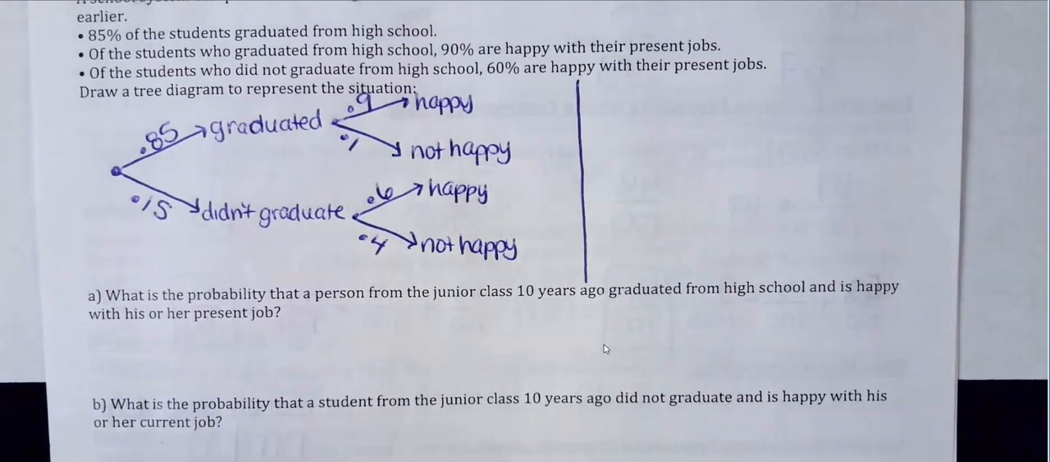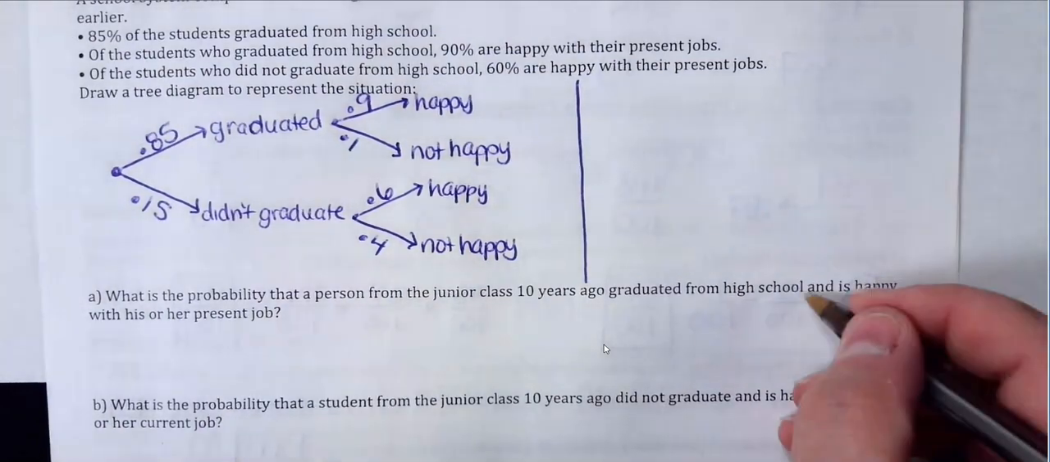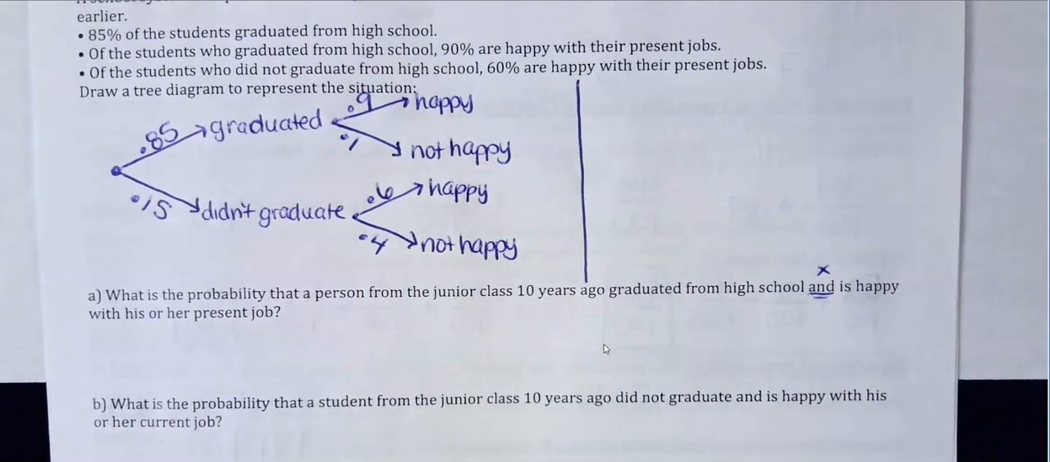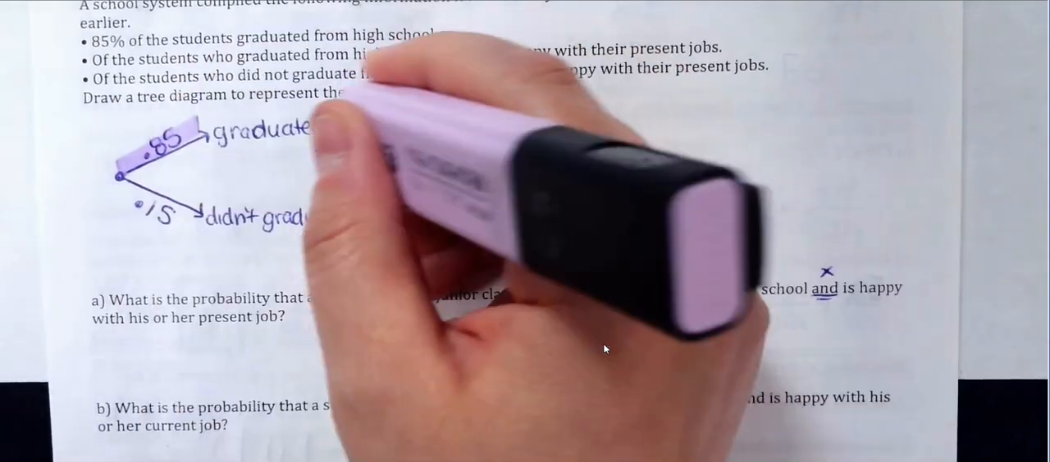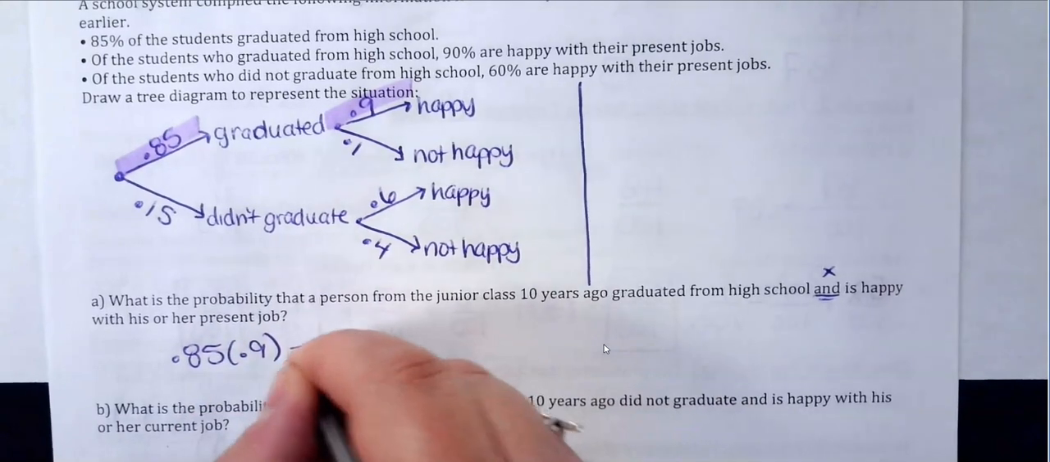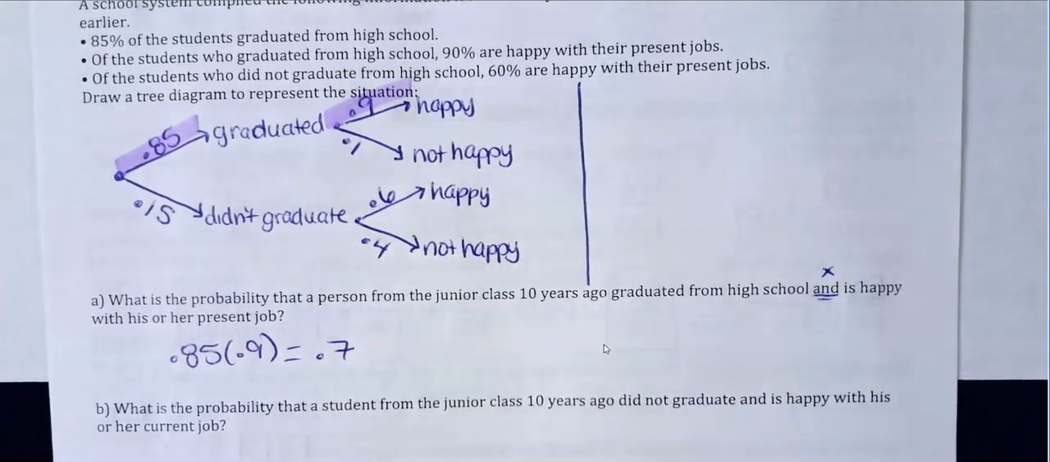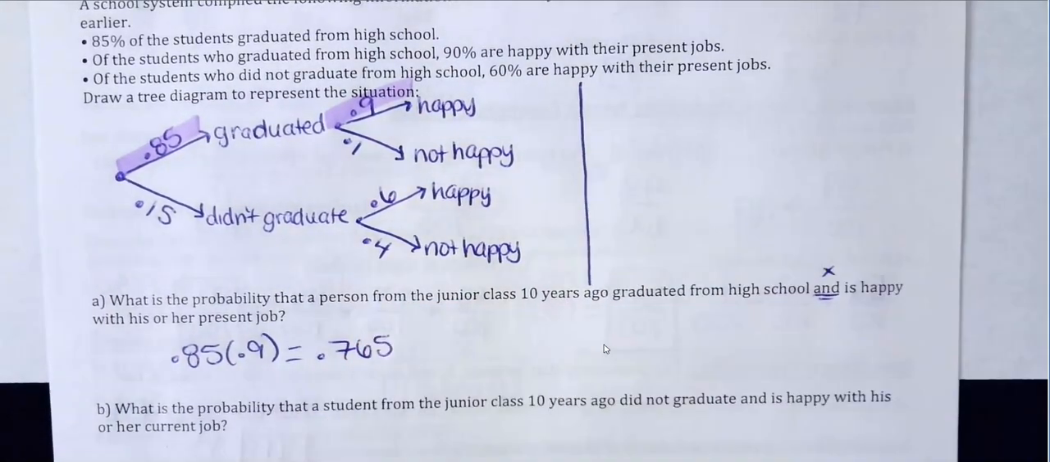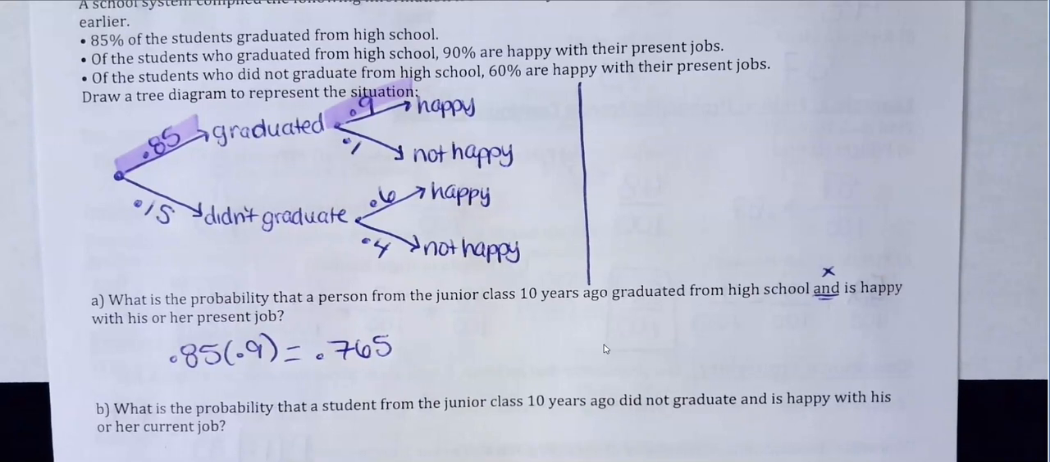And if you remember, and means we're going to multiply. How would I calculate the probability I grab somebody out of this group, they graduated and they're happy with their job? What would you multiply together? Exactly. You just go along these branches, 0.85, 0.9, that's it. So 0.85 times 0.9, which is going to be, that's not a nice decimal, hang on a second, 0.765. So about 76.5%.